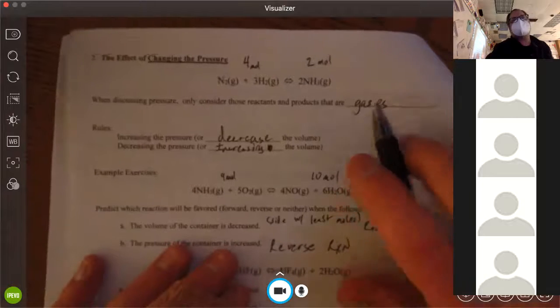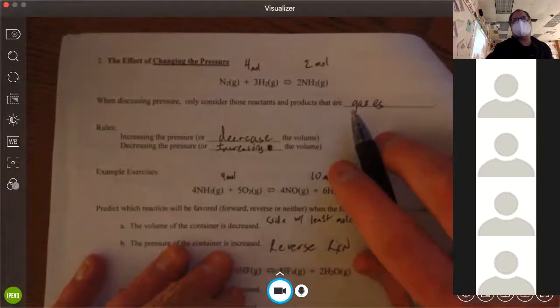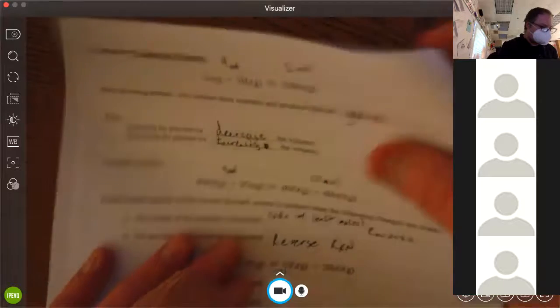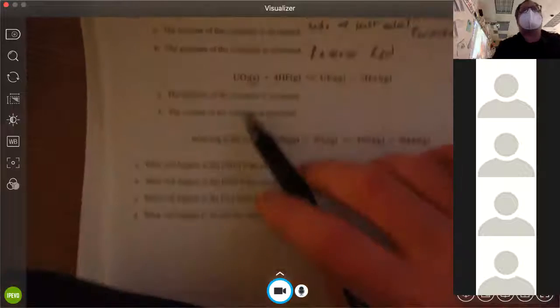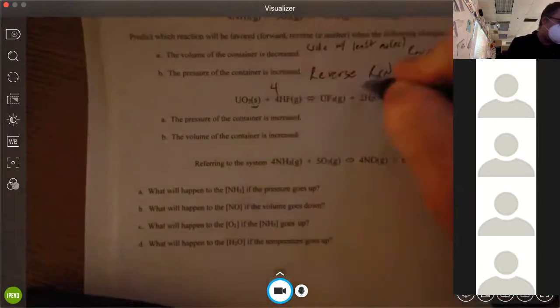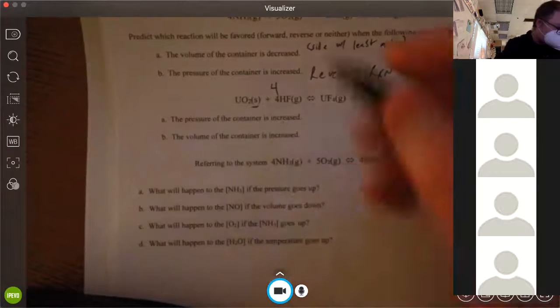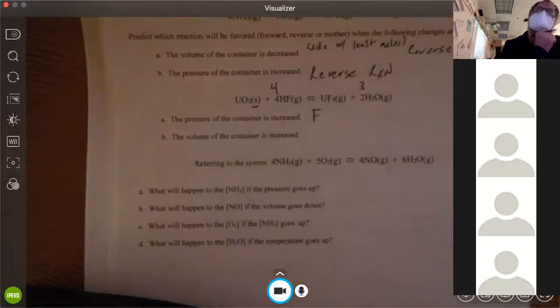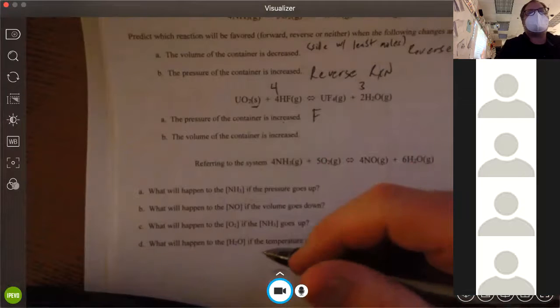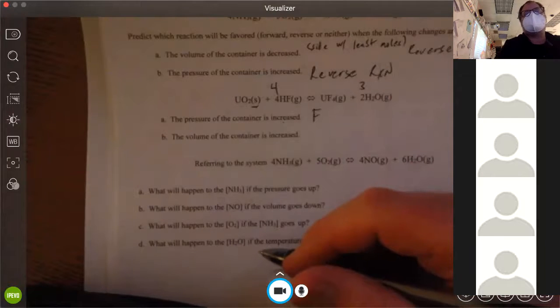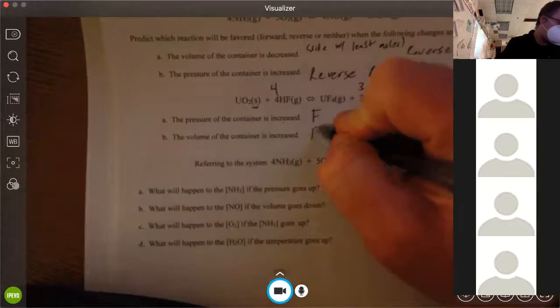It was Hayden that said that we only consider reactants or products that are gases, right? So we've got that trick solid in there, so don't pay attention to that. That puts us at 4 here and 3 here. Pressure of the container is increased. That puts the squeeze on it, so we want the side with the least moles forward. Volume of the container is increased. That relieves the squeeze, so we can favor the reverse.